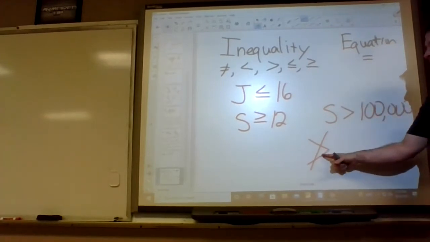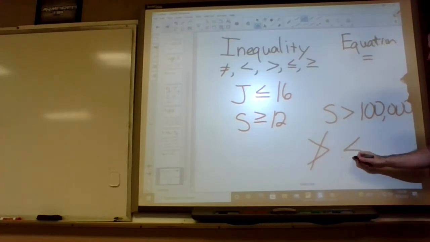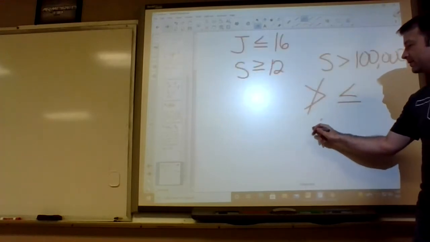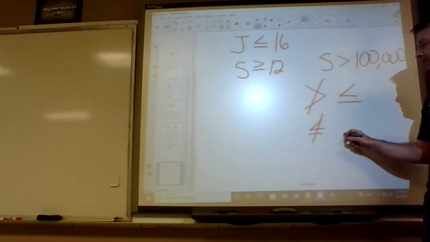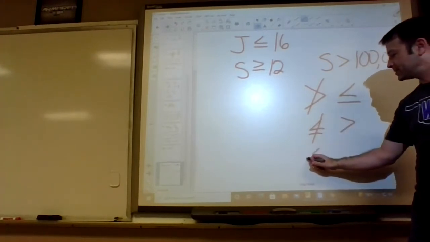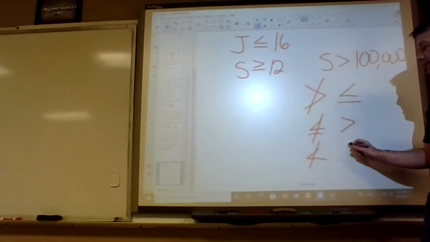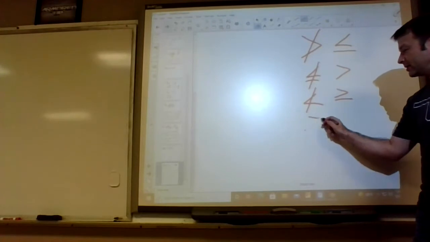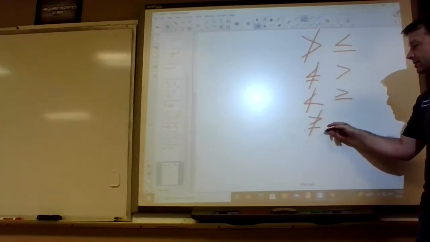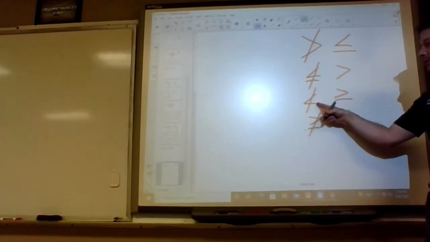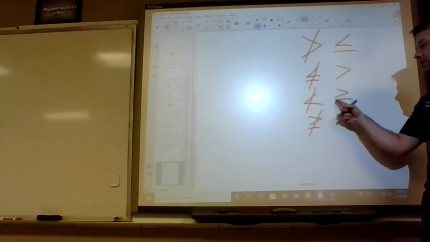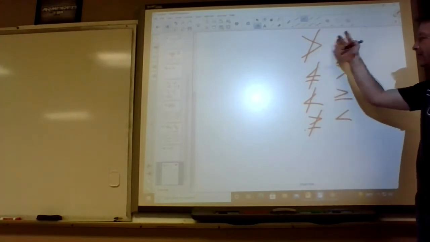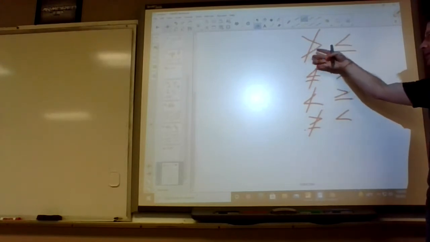So what's the opposite of greater than then? Less than or equal to. So what's the opposite of less than or equal to? If it's not less than or equal to, it's greater than. What's the opposite of less than? If it's not less than, it's greater than or equal to. If it's not greater than or equal to, it's less than. So not only are we switching the arrow, we're also switching the equal to, not equal to part. Does that make sense? These are all opposites. The not sign makes it opposite.